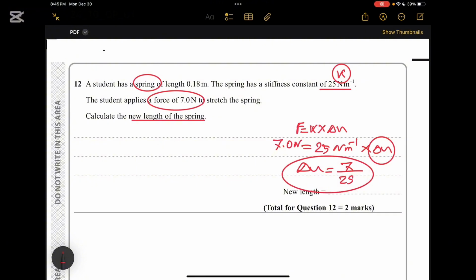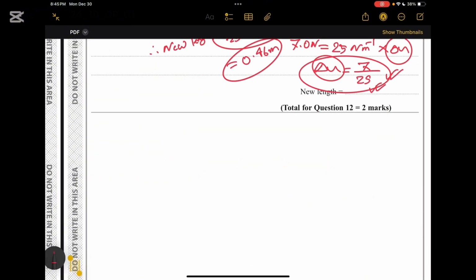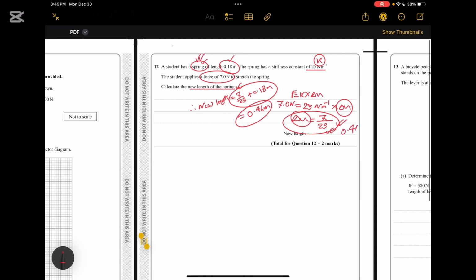And now they have asked us to find the new length of the spring. The new length is the original length plus the change in length. This is the change in length and this is the original length, 0.18. So the new length will be the original length plus the extension. New length is equal to 7/25 plus 0.18 meter. So the answer will be 0.46 meter. Here you can write it down as 0.46 meter.